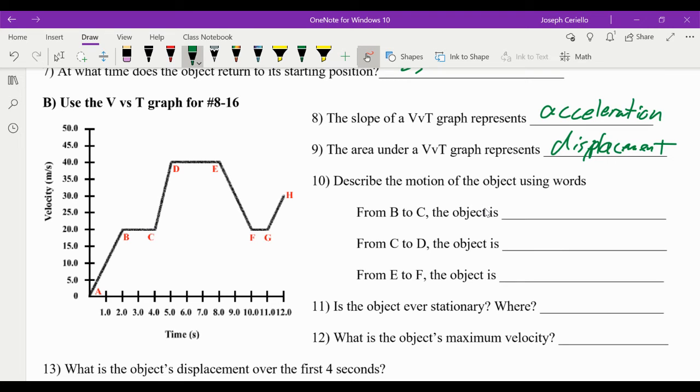Describe the motion of an object using words. So from B to C, what's happening? Some people say it's stationary. No, it's not. Watch out. What are we measuring here? Velocity. So from B to C, it has a constant velocity of 20 meters per second. From C to D, the velocity is going up, so we call that acceleration. And from E to F, it's going from a velocity of 40 to a velocity of 20, so it's slowing down. So we'll say this is positive acceleration, we'll say this is negative acceleration.